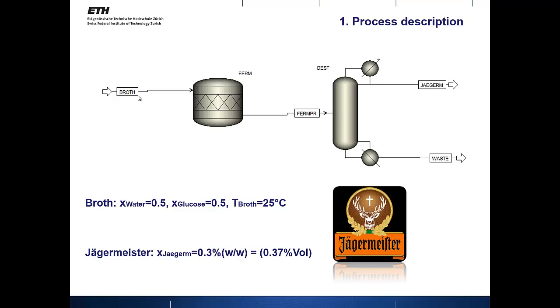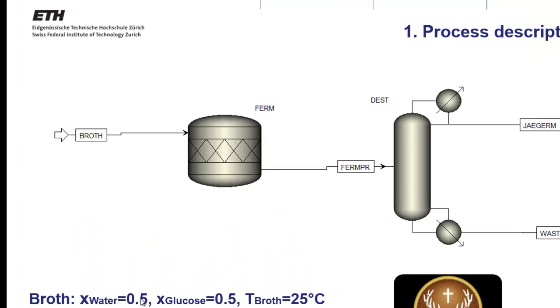Here we have our inlet stream, which consists out of glucose and water. As we can see here, 50% mass concentration water and 50% mass concentration of glucose enters our fermentation. The temperature of our broth will have ambient condition, which means 25 degrees. After our fermentation we have ethanol, CO2, water and of course some glucose which is left over in our fermentation product stream. This will enter our distillation column.